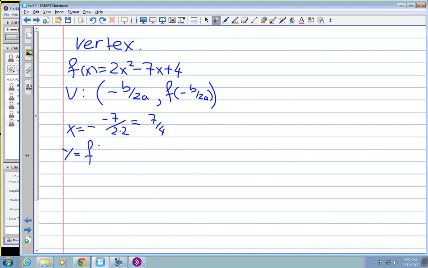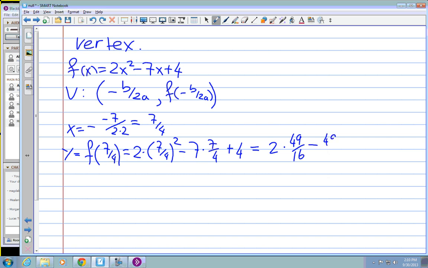Yeah, plug 7/4 into your function. So this will get a little ugly, but it's 2 times 7/4 squared minus 7 times 7/4 plus 4. Whatever that number comes out to be, that is the y value of the vertex. So it's 2 times 49/16 minus 49/4 plus 4. If you start computing that.